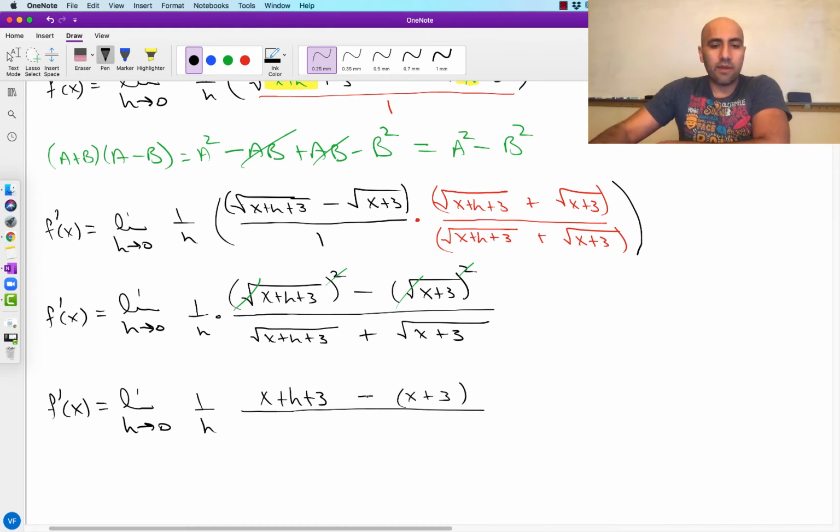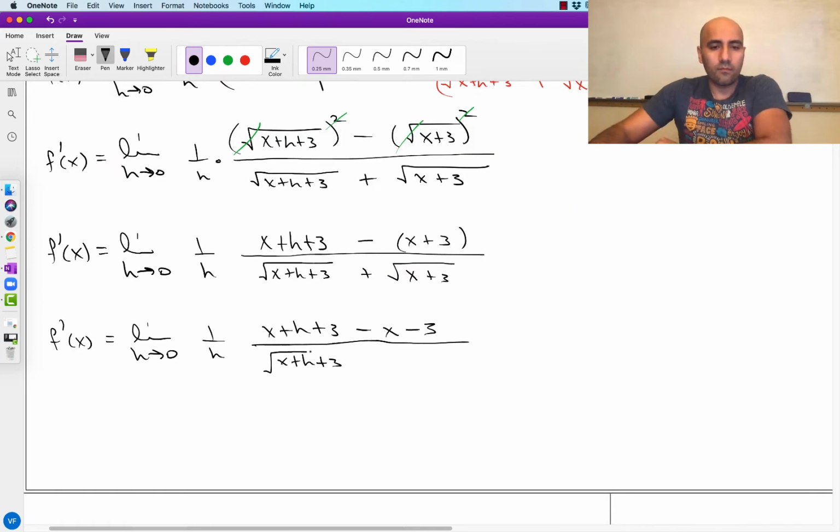Be careful that this minus still applies to this whole thing. And this is where some stuff can cancel. So now we have positive x minus x. These two can cancel. And I have a plus 3 minus 3. These two can cancel. So in the numerator, the only thing that has survived is this h. Okay, positive h. I'm going to copy that again.